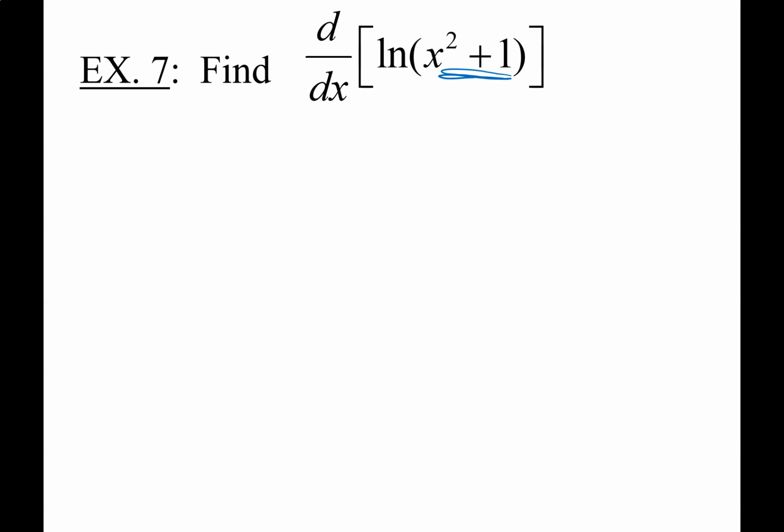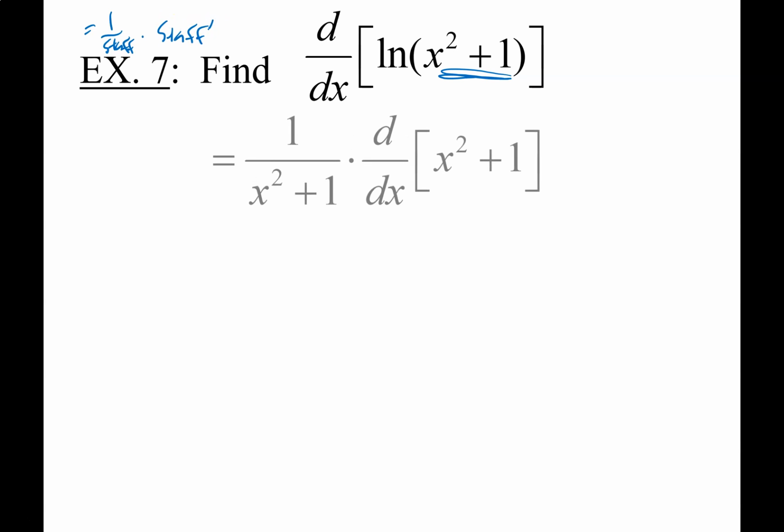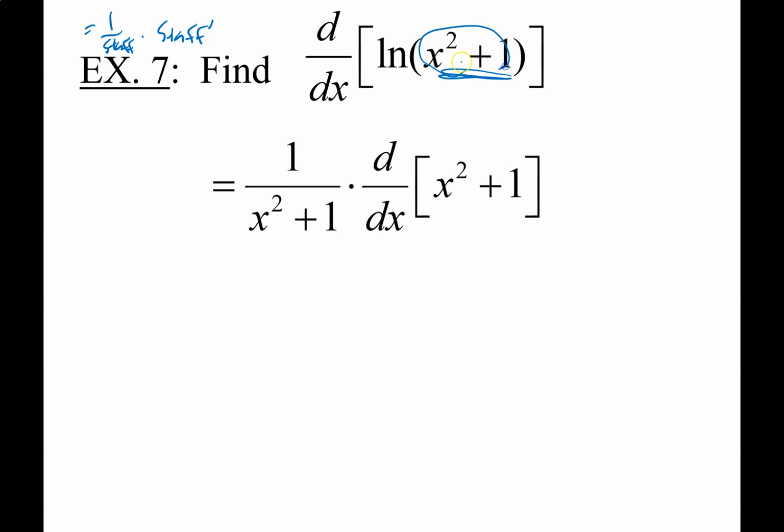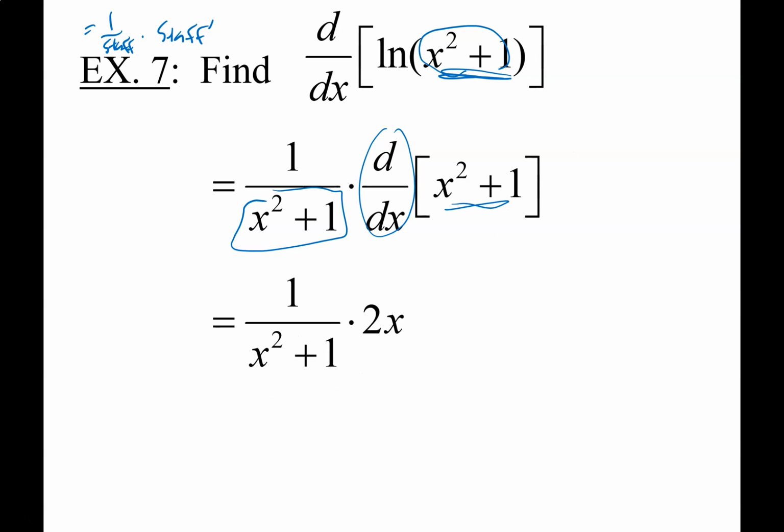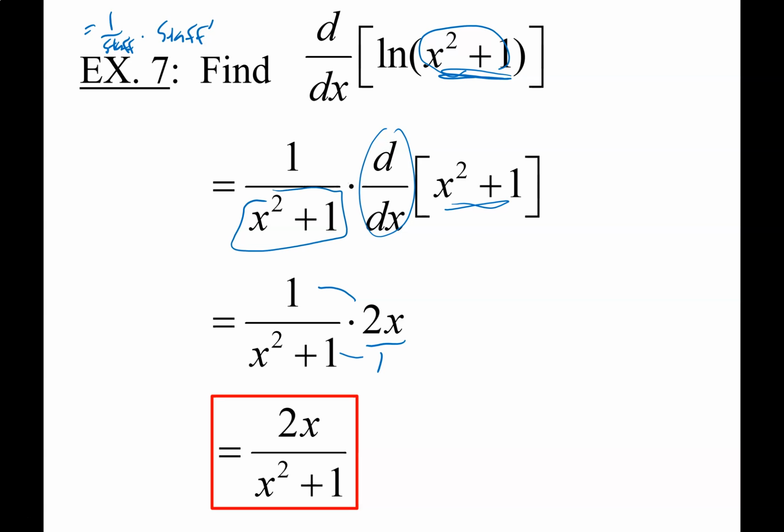So again, when I differentiate ln of stuff, I know that equals 1 over stuff times stuff prime. So I'm going to get 1 over my stuff, 1 over x squared plus 1, times stuff prime. And the derivative with respect to x of x squared plus 1 is just 2x. And if you wish to put that over 1, top times top, bottom times bottom, 2x over x squared plus 1. Game over, easy peasy.